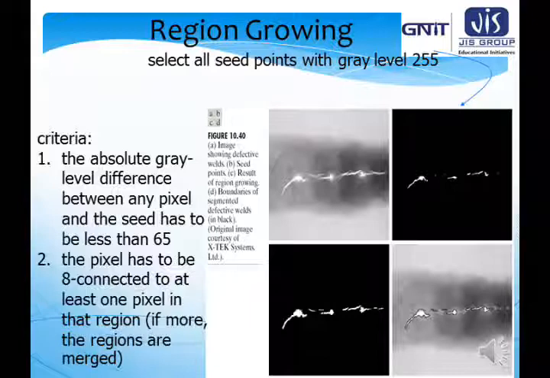So here the first image shows the corresponding defective welds. The next image shows what we have taken as seed points, and the third image is the result of the region growing algorithm. The fourth image shows the boundaries of the segmented defective welds. So all the defective regions have been segmented, or separated out, from the first image using these region growing algorithm techniques.